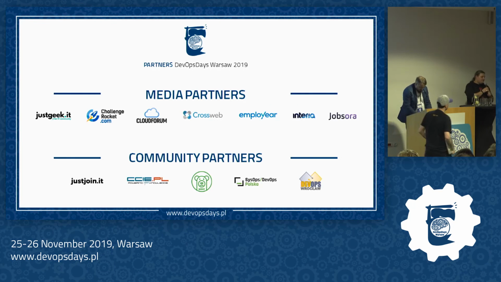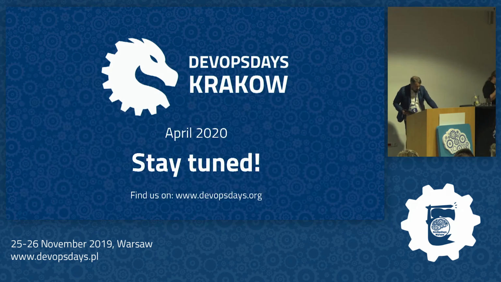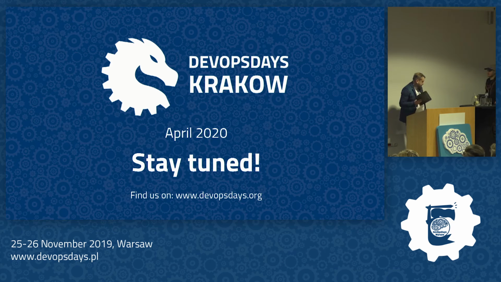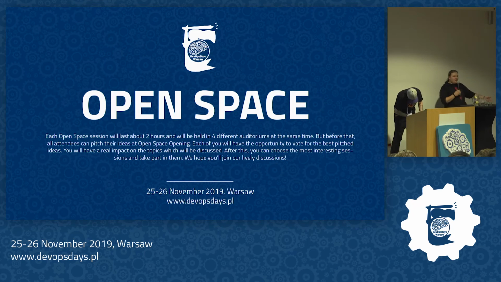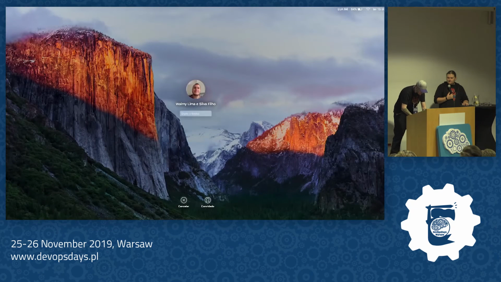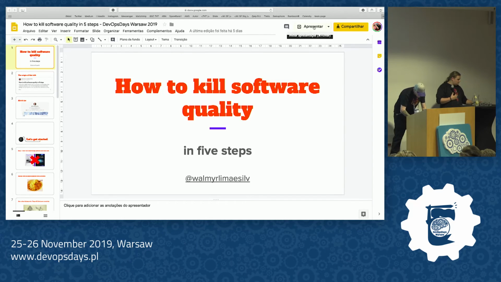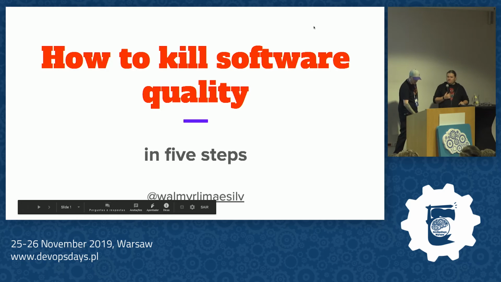All right. So, the next one. How to kill, yeah, get on the stage. So it's Walmyr? Yes. Walmyr. Okay, so how to kill software quality in 5 steps, yeah. I know the word, but yep. Ready? No.